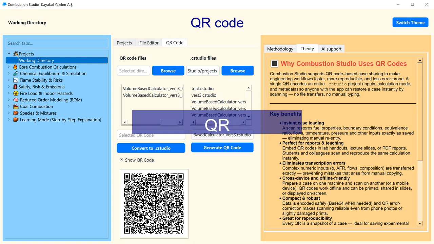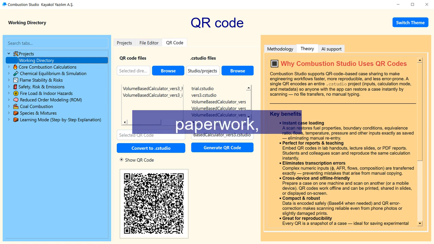smarter. The use of QR codes in Combustion Studio accelerates digitalization by turning every calculation, report, and case file into a portable, machine-readable data object, instead of relying on static PDFs, printed reports, or manual data entry. QR codes allow users to instantly transfer complete combustion scenarios between devices, platforms, and people.